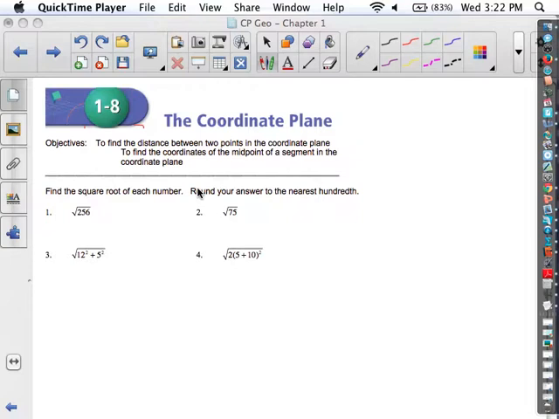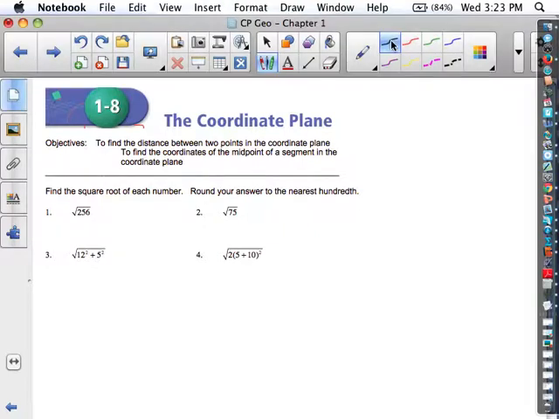Okay, we're going to take a look at the section 1-8 note packet and do the notes for distance formula and midpoint formula. So if you want, you can take a minute and hit pause, and then answer those first 4 questions, finding those square roots. So hit pause now. I'm going to put the answers down, and then you can come back and check.